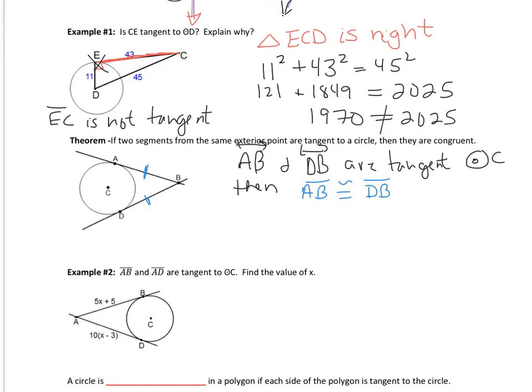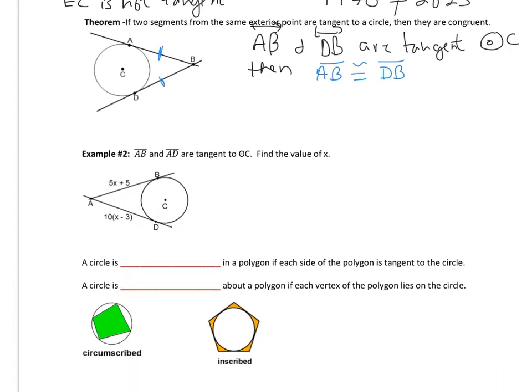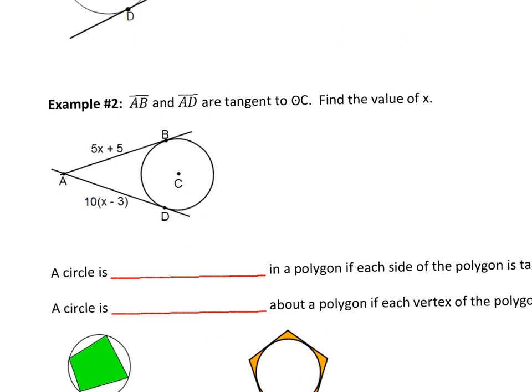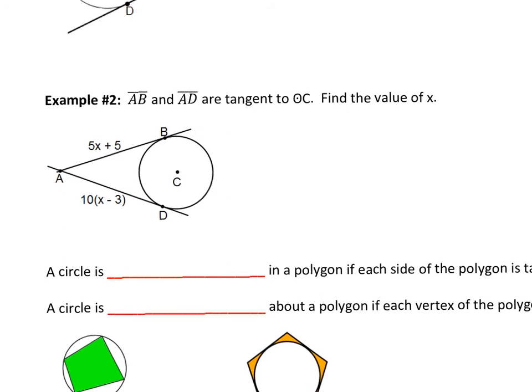We can use this theorem on a lot of different types of problems, but here is an example where we say AB and AD are both tangent to circle C. Find the value of x. Since these are both tangent, and they meet at an exterior point, namely A, these segments are congruent. So we would simply say 5x plus 5 equals 10x minus 3, because that's the value of those segments and they are equal.